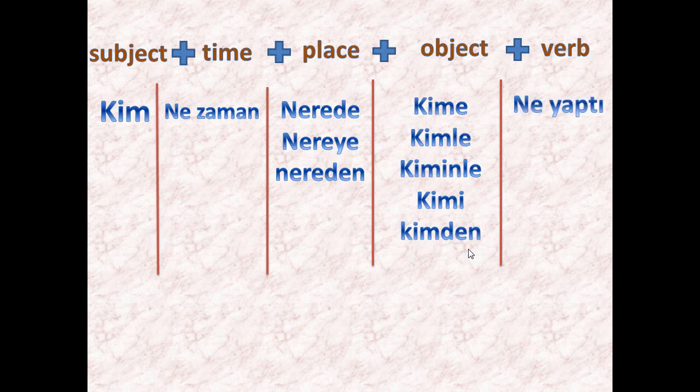And then we have the verb, ne yaptı, what did they do. It depends on the tense of the sentence here. I just chose past. So we have ne and yap together, and then it depends on the tense which form we use, but we have ne and yap to ask about the verb. I just have a few examples here.